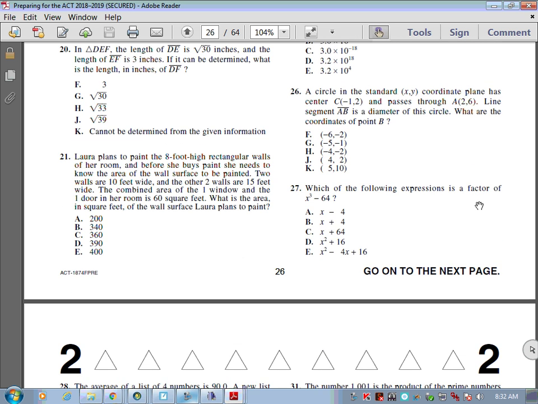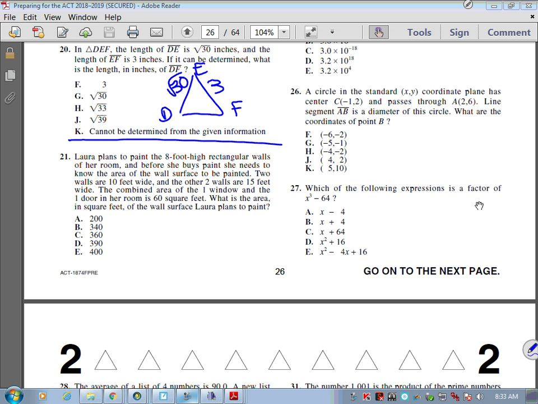In triangle DEF, the length of DE is radical 30. The length of EF is 3. If it can be determined, what is the length of DF? They told me DE is radical 30 and EF is 3. They don't tell me what type of triangle this is. I can find a range for that, but they're asking for an exact value. I'm not getting any special right triangle ratios here. It's not like this is 3 and this is 3 radical 3. So this is one of those where it can't be determined.